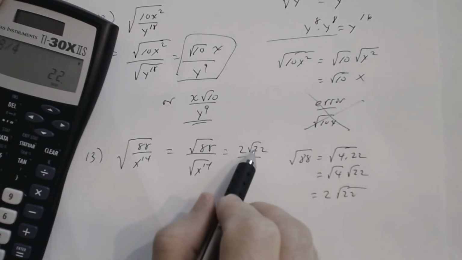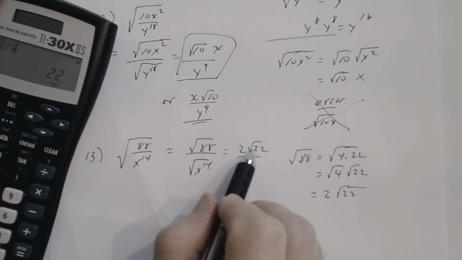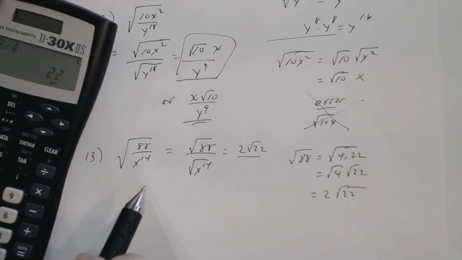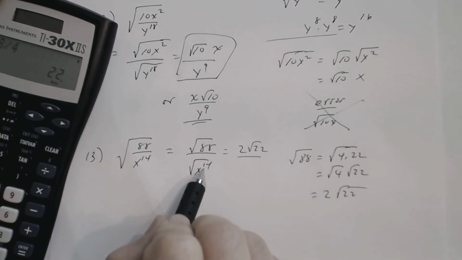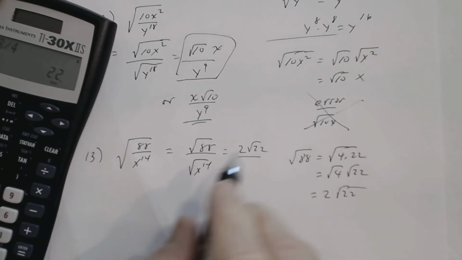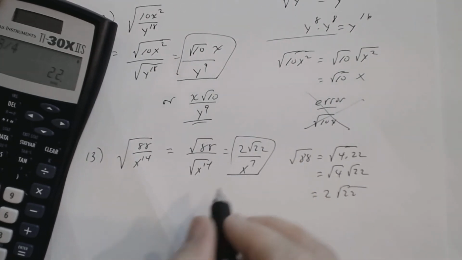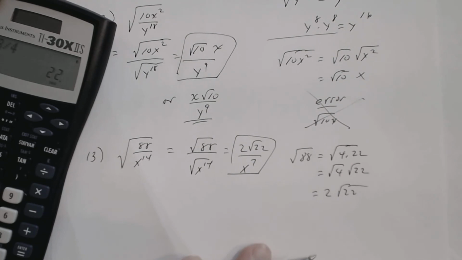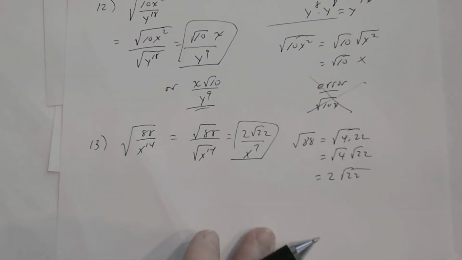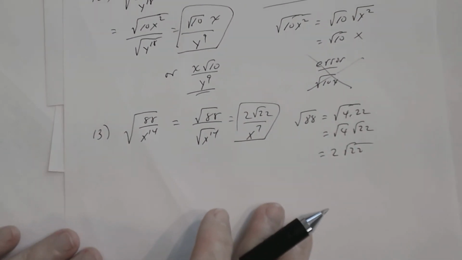Again, when there are no variables involved, definitely put the square root at the end. And then the exponent is even, so what's the square root of x to the 14th? It's just x to the 7th, because x to the 7th times x to the 7th is x to the 14th. All right, let's do one more.